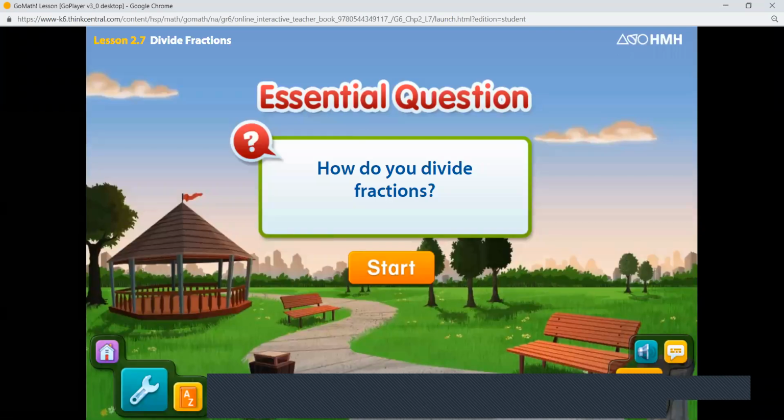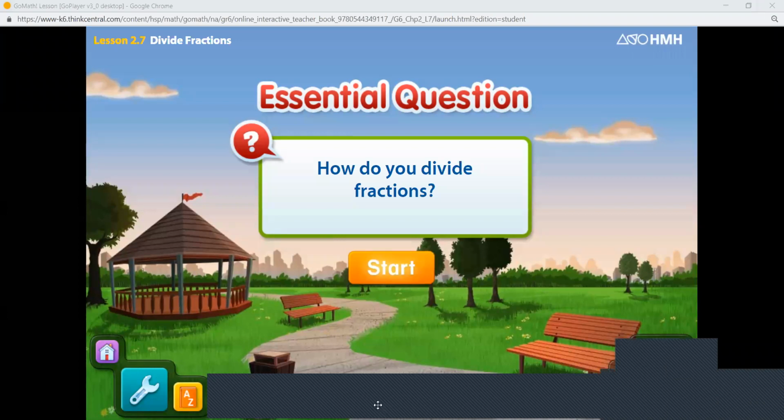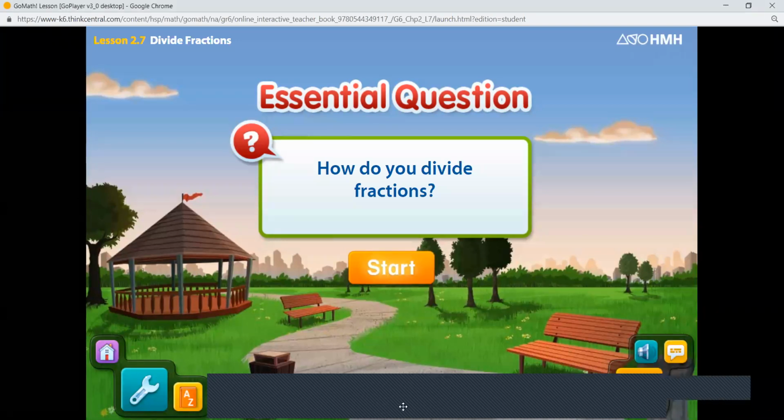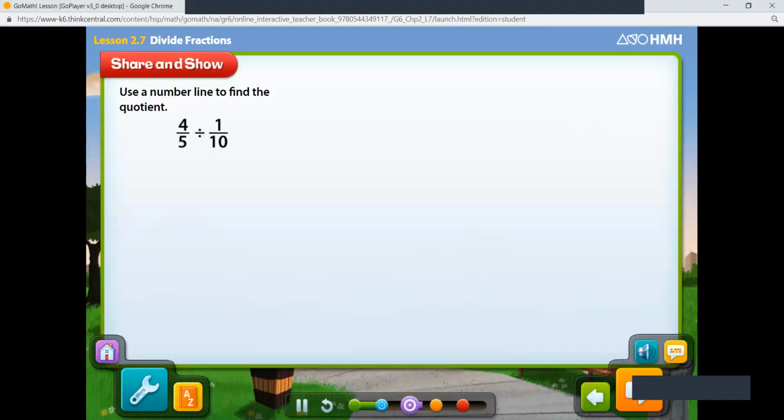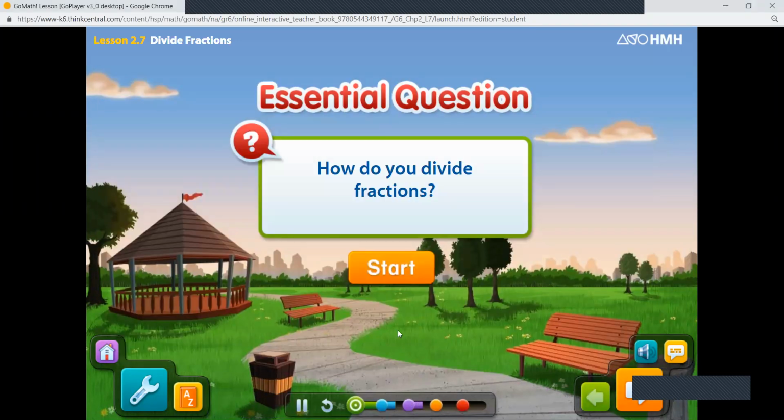How do you divide fractions? Find the quotient of 4/5. Here's a problem.